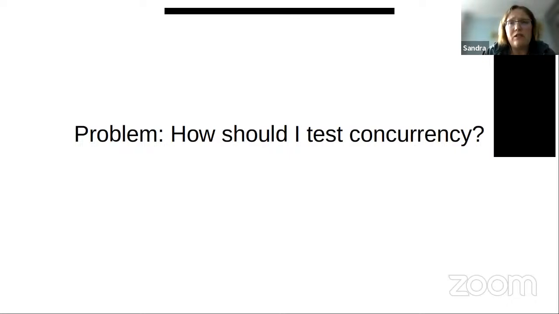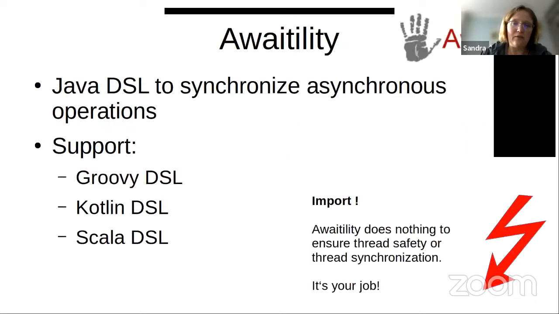Sometimes people say to me, yeah, testing is very cool, but I can't do it because, yeah, there's concurrency. I don't know how to test when I have concurrency in my production code. And fortunately, we have a tool. It's called Await-Utility, and that's a Java DSL that helps me synchronize asynchronous operations.